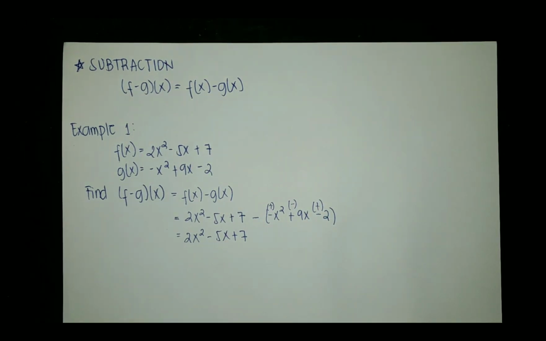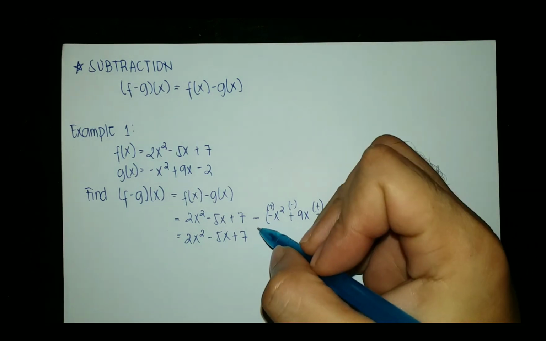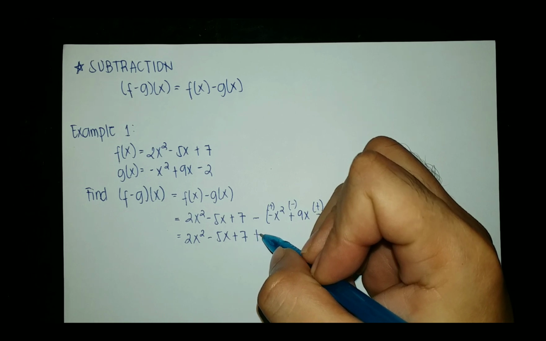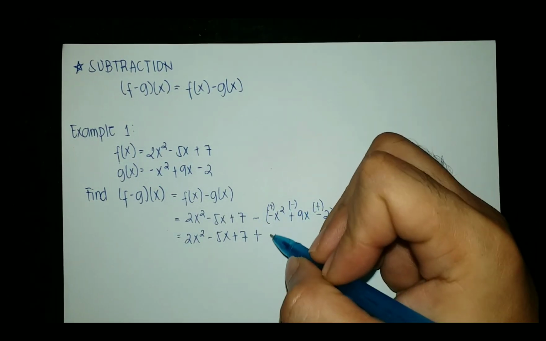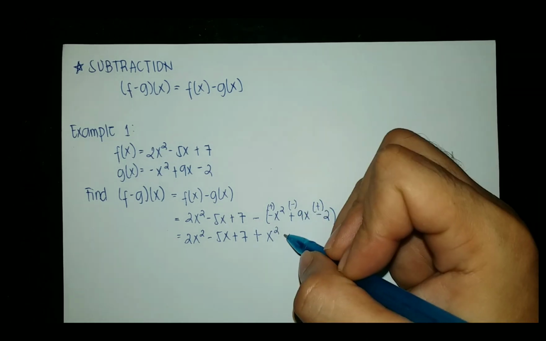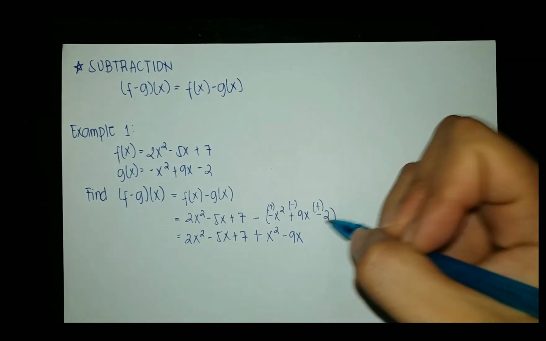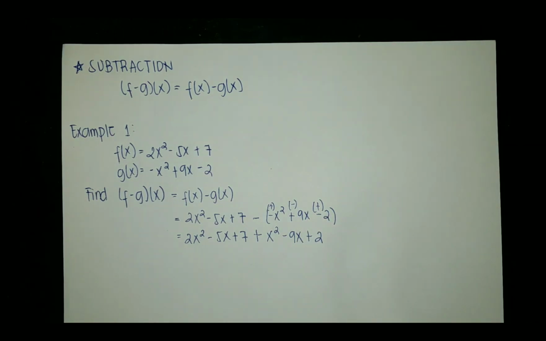And the last step is to proceed to addition. So that will now be plus. Then copy it. So positive x squared, so that is x squared. Then negative 9x or minus 9x. Then positive 2 or plus 2.